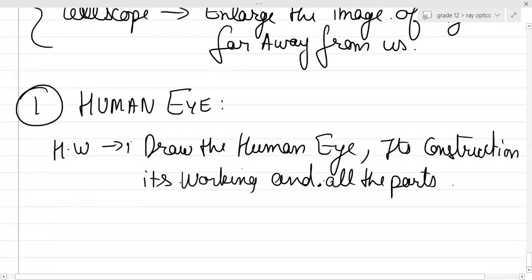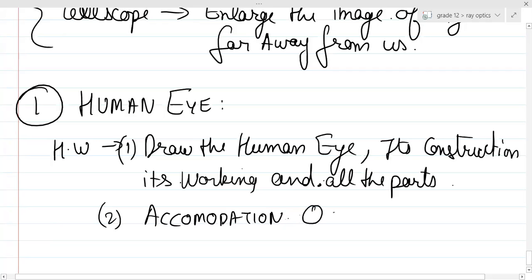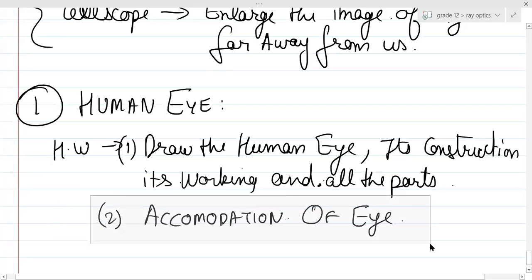One more part of the homework is the accommodation of the eye. This is also something you might have learned in 10th grade. If you want, I can provide you the PDF of the NCERT 10th grade chapter, or you can download it on your own. Guys, what is accommodation of the eye? Go ahead and read this because it's important.